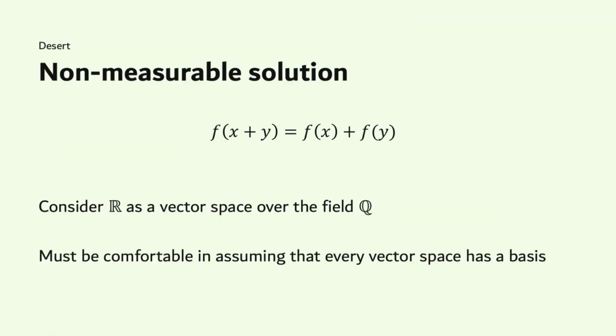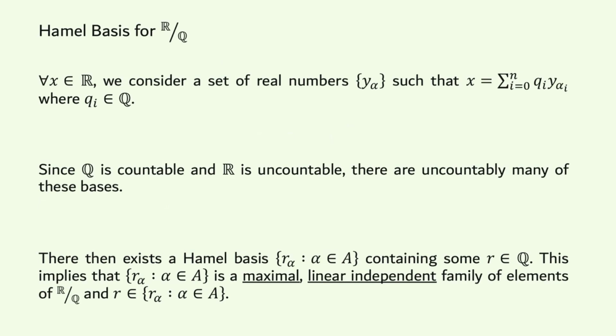Okay, so like a classical analysis situation here, we're going to consider a non-measurable solution to this equation. So we're going to completely destroy all the nice things we did and consider a really messy solution. We're going to consider the real numbers as a vector space over the field of rational numbers. And we can do this, right? Because, again, the rational numbers form a field. And we have to be comfortable in assuming that every vector space has a basis. And so we're going to consider Hamel bases for the real numbers over the field of rational numbers.